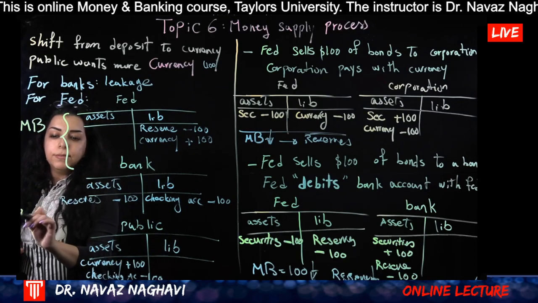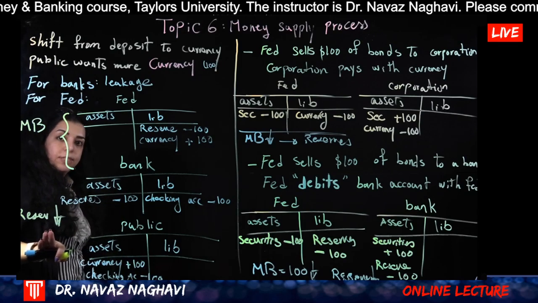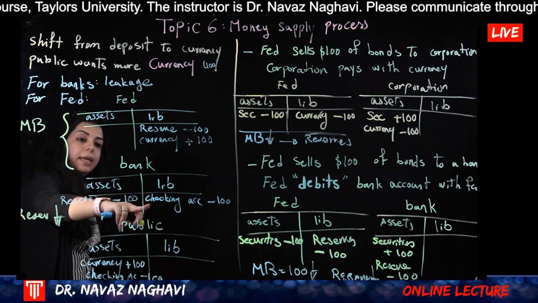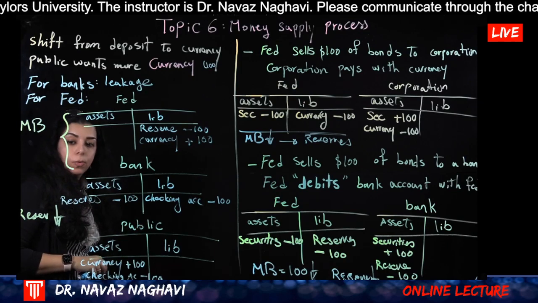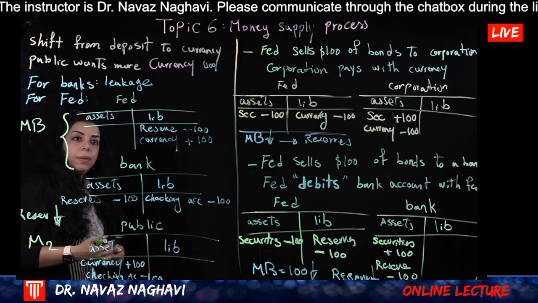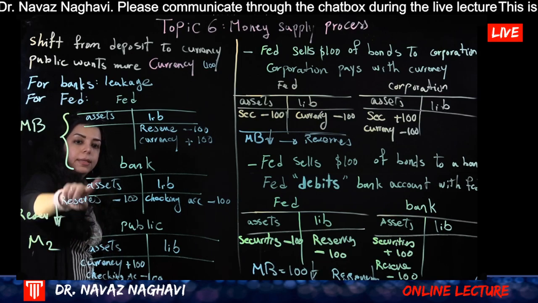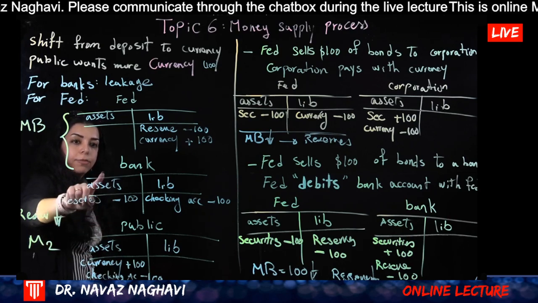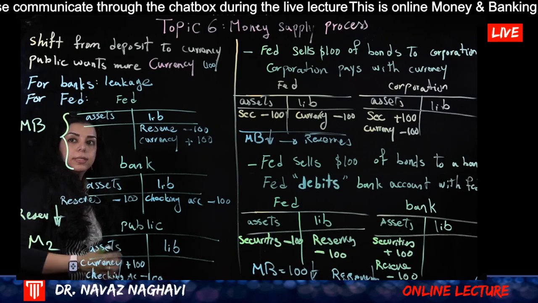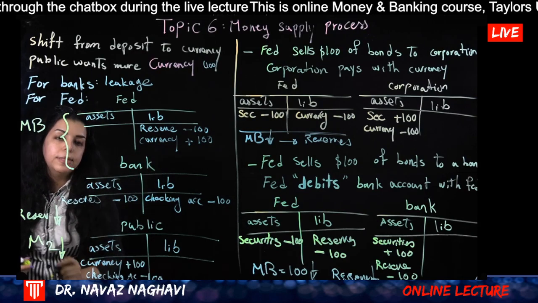What is happening to the reserve? The reserve is going to decrease by 100 units. Once the reserves are decreasing, it means that the checking account of the bank is decreasing, so they have less ability to give loans. So what is happening to M2? Is there any change in M2? Yes, because we remember that M2 is whatever is happening in the assets of the banking system, and since the reserves, which are assets of the banking system, are decreasing, we can see that MB, the monetary base, is fixed, but M2 is decreasing.